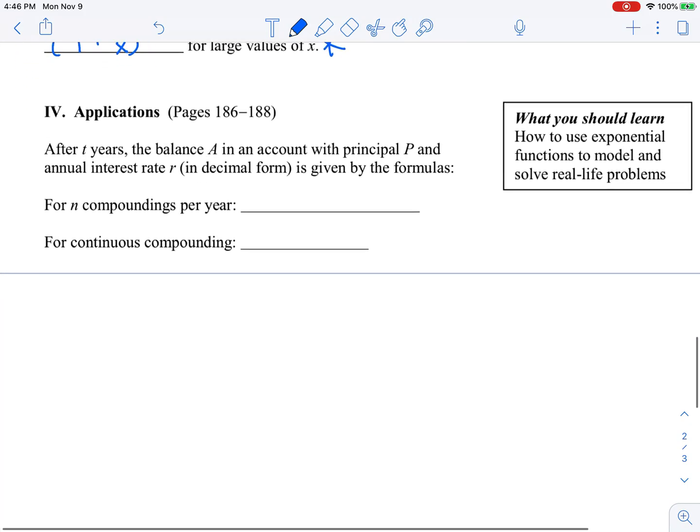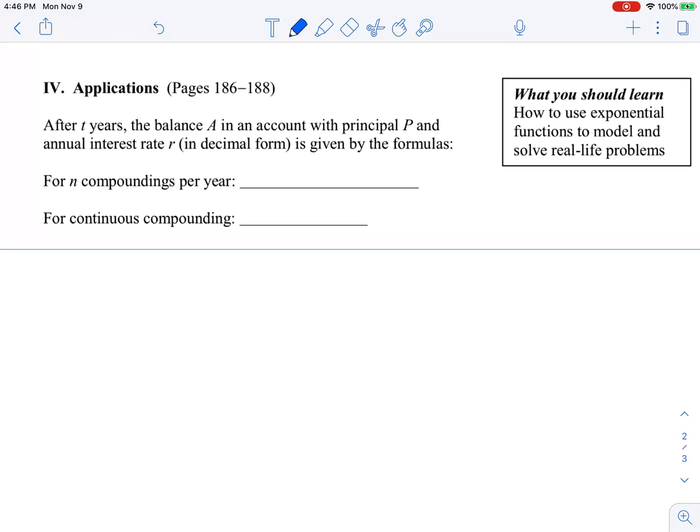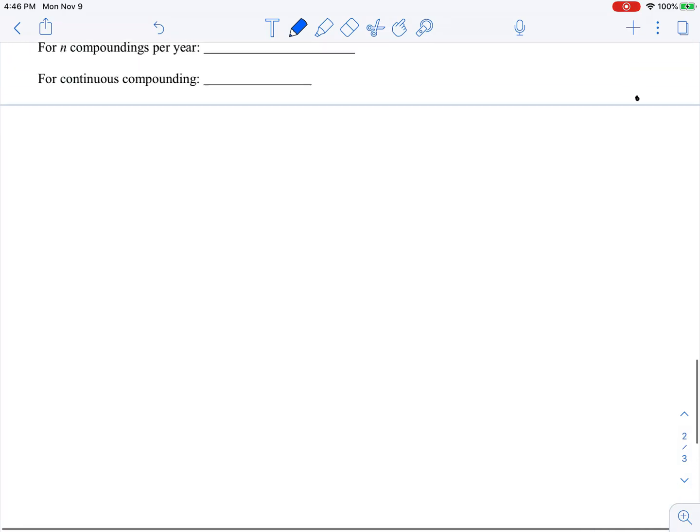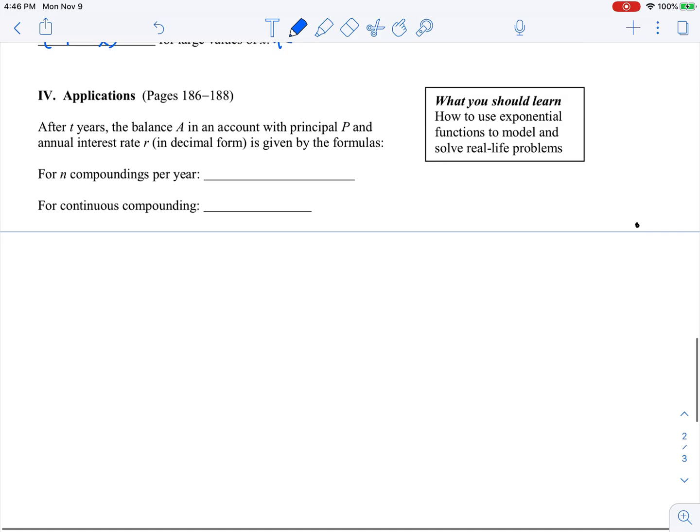And then the last one is we're going to be talking about an application, okay? And actually, I think we're missing, that's okay. You got it on your page. I'm missing it on mine, but I'll write it in. That's okay. So we have this formula to calculate exponential types of investments. So we've got something called compounded interest, okay?